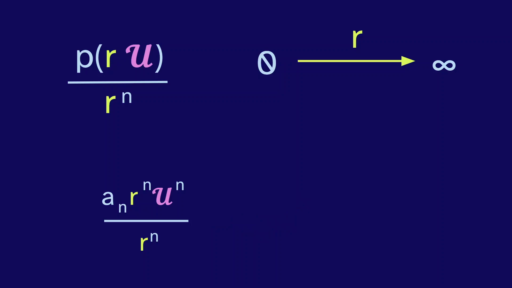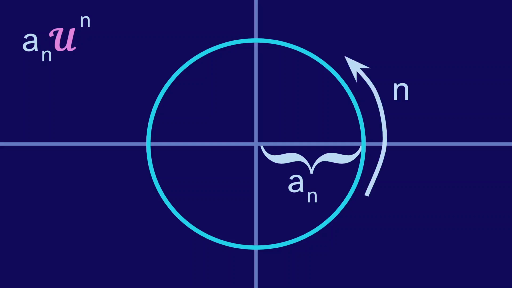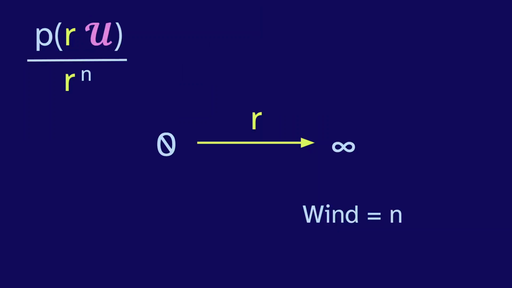So we can ignore those. In this leading term, the powers of r are the same, so they cancel each other out, and we just get a sub n u to the n as our limit for r approaching infinity. A sub n times u to the n will be a circle with radius of a sub n that goes around n times, because we're taking u to the n. So this will have a winding number of n. When r goes to infinity, the winding number will be n.